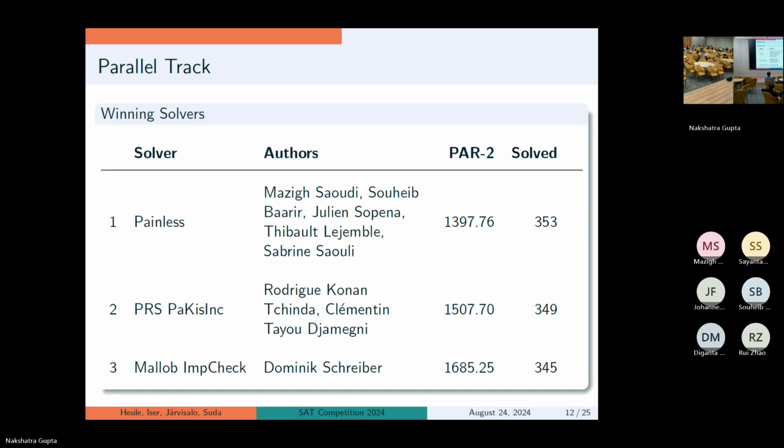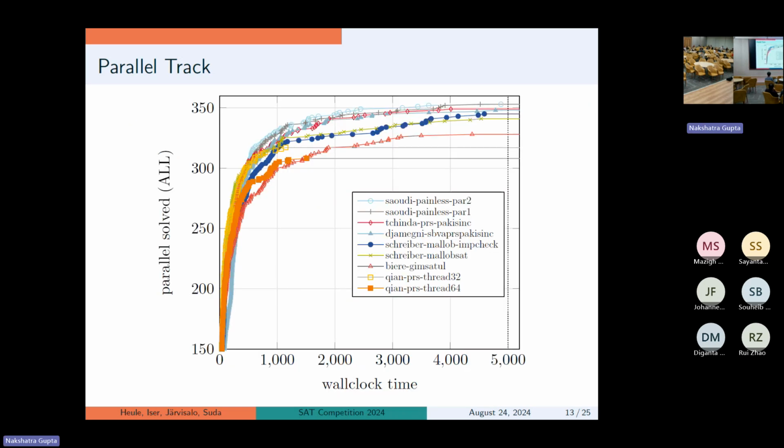So obviously Painless is on the first place. Then we have PRS Parkisat Inc. on the second place, and overall Malloc Imcheck by Dominik Schreiber on the third place. Okay, again some applause for the parallel winners, and now let's continue with the main track.